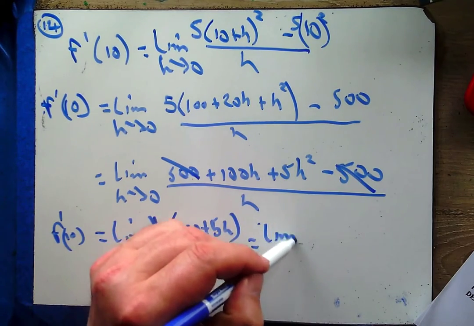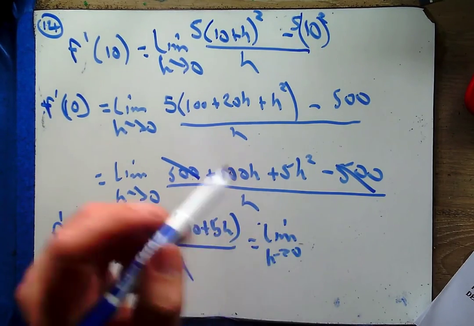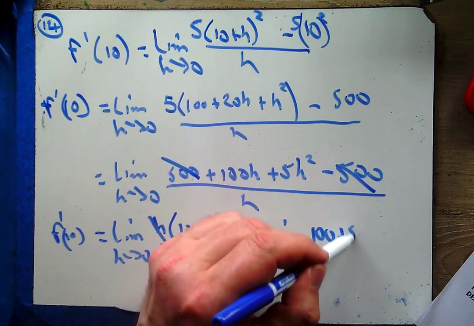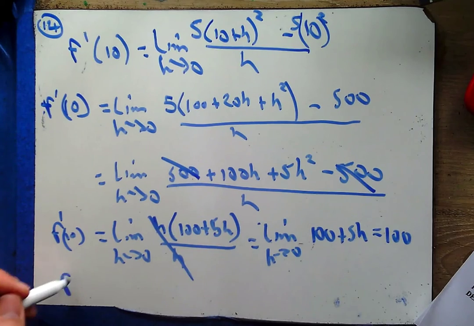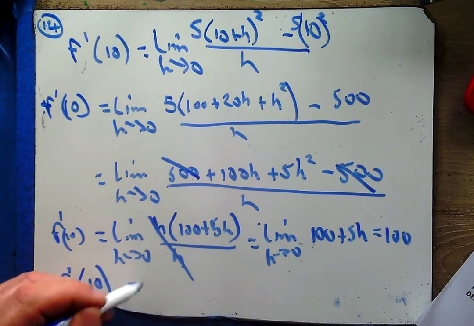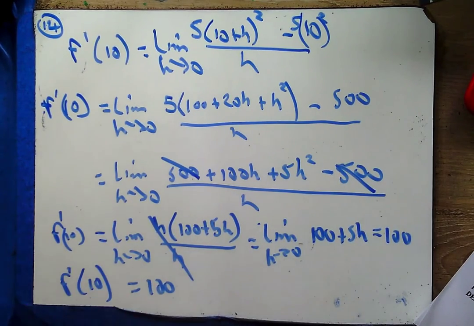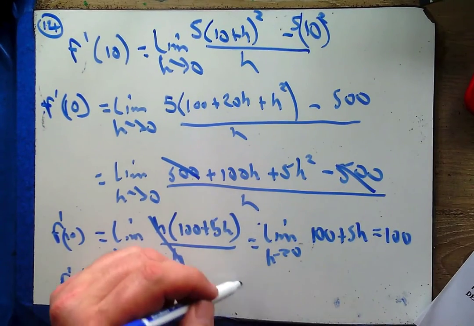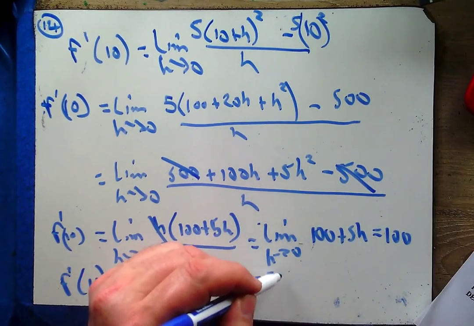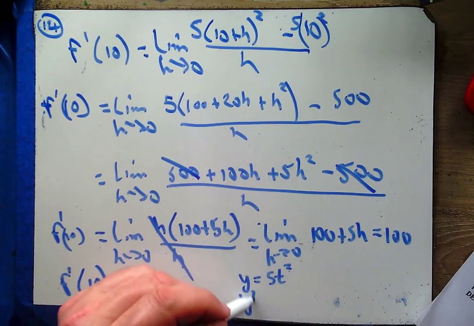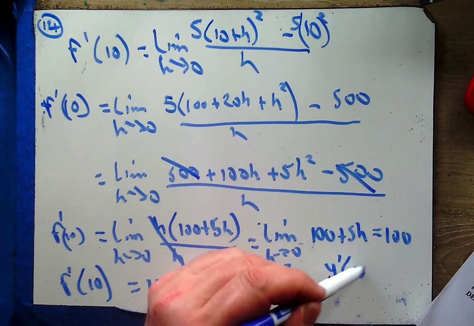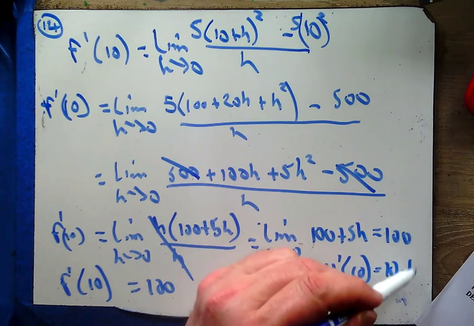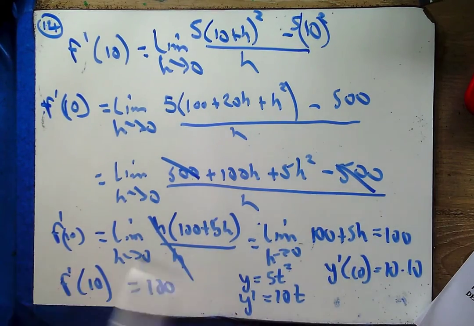And so now I have the limit as h heads to 0 of 100 plus 5h, which is 100. So f prime of 10 is 100. Okay. Now we can confirm this work by saying, if y equals 5t squared, then y prime is 10t. And if I want y prime of 10, that's 10 times my input of 10. That's where the number comes from.